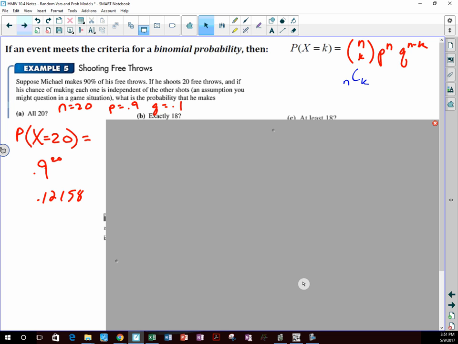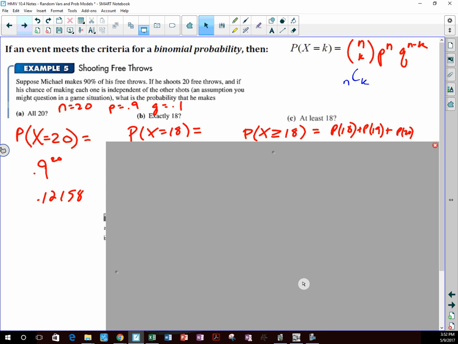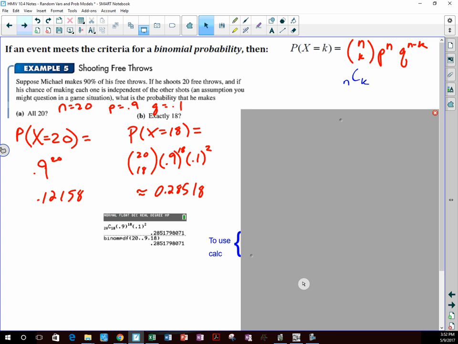The next one says exactly 18. Well, that would be the probability that x equals 18. x is the number of free throws that he makes in 20 shots. So now we have a chance to use our formula here. We have 20 choose 18, and then 0.9 probability of success taken to the number of successes, which is 18. And 0.1, that's the probability of failing, taken to the number of failures. If he makes 18, he's going to miss 2. And that probability is 0.28518.